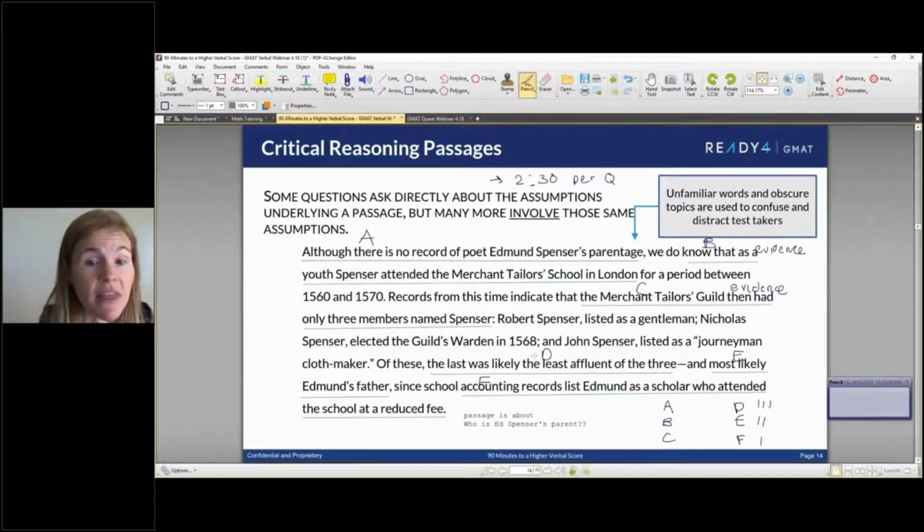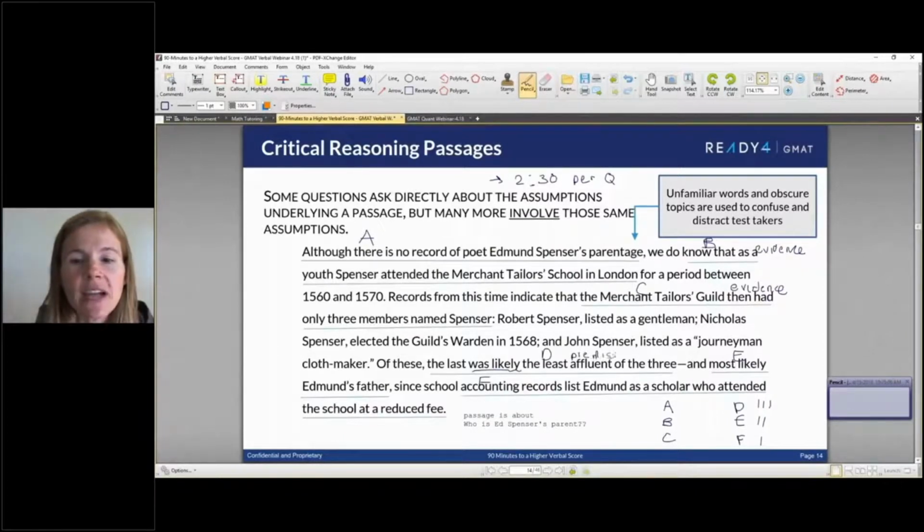Then we get to the statement, the last was likely the least affluent of the 3. Is this statement evidence or is it premise? Is this a fact or is this the author's opinion? It is, Russell, yeah. So Russell's saying premise, okay? And exactly, it is because it says he was likely. So that shows that there's an opinion being used here, okay? Yeah, so this here is premise.